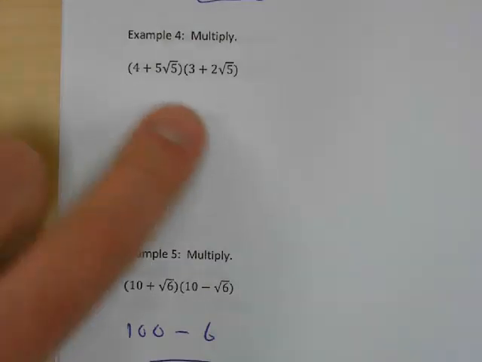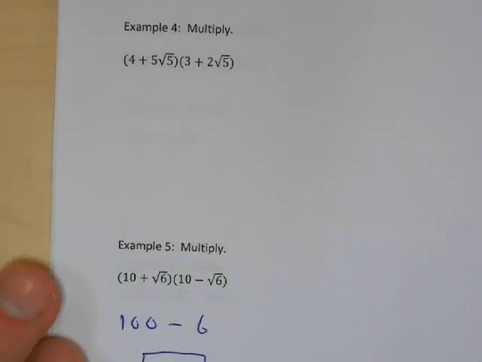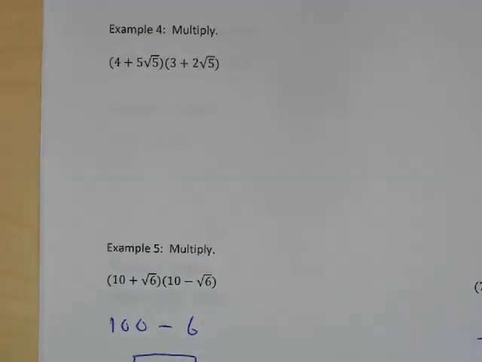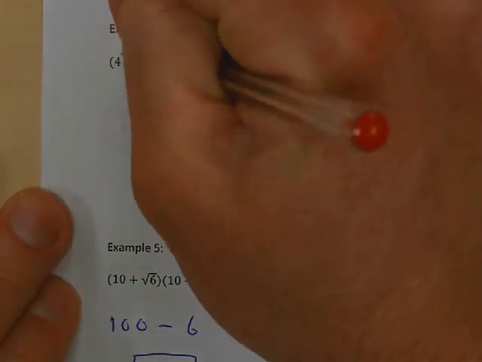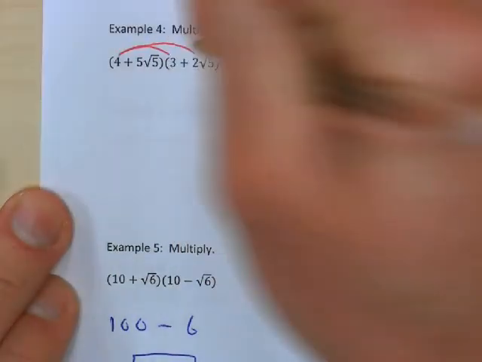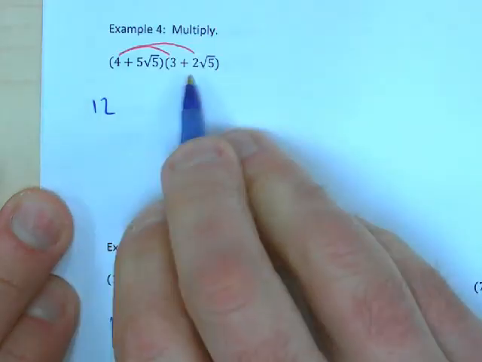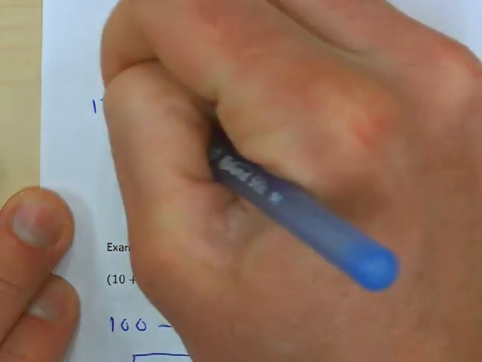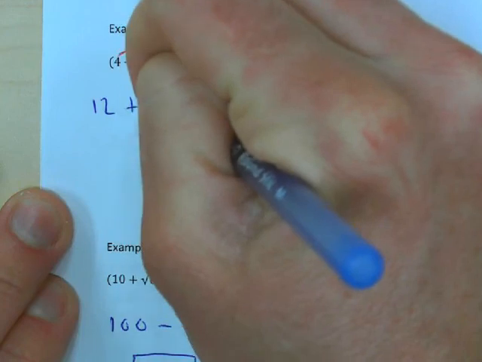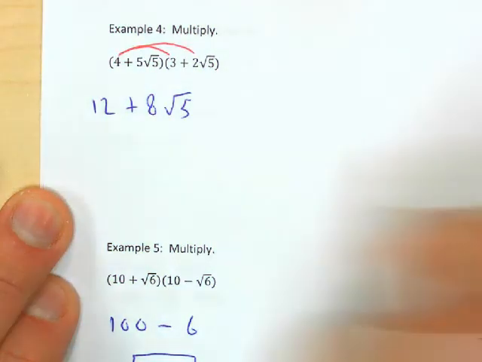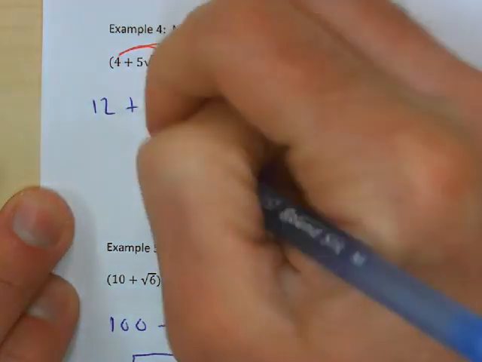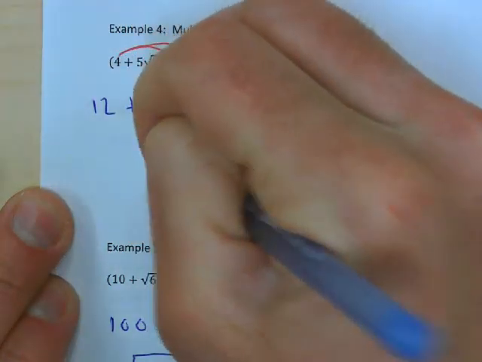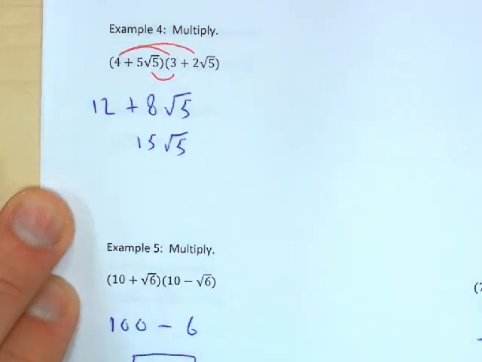This is not in any particular form, no formula that we have. So this is the type of problem we just need to FOIL out. This is going to happen a lot too. So here we want to distribute the 4 here and there. So 4 times 3 we get 12. 4 times positive 2 root 5 we get positive 8 root 5. And then next distribute the 5 root 5. 5 root 5 times 3 is 15 root 5. I'm writing it below this one because they are like terms.